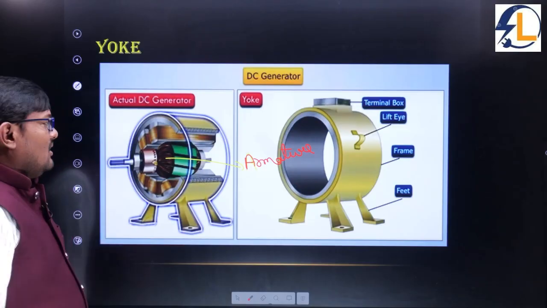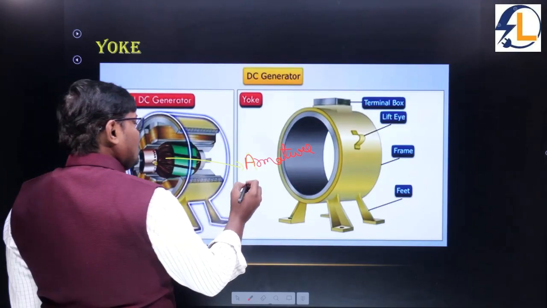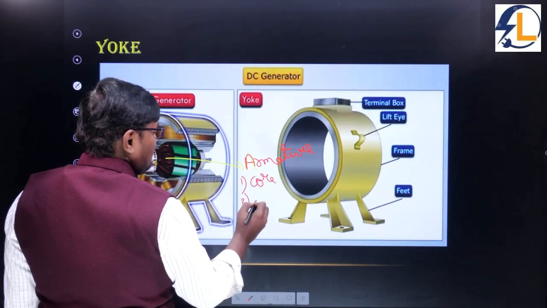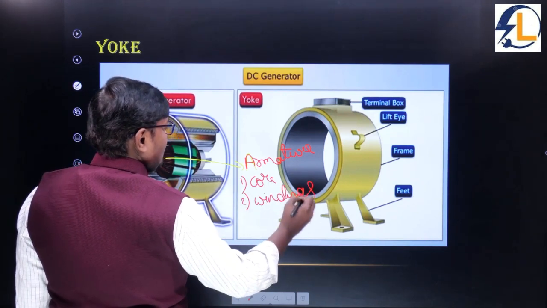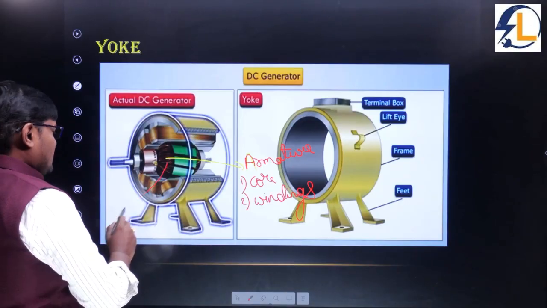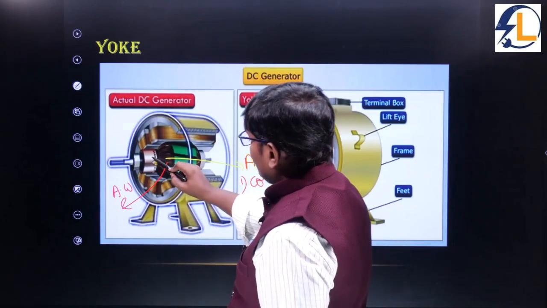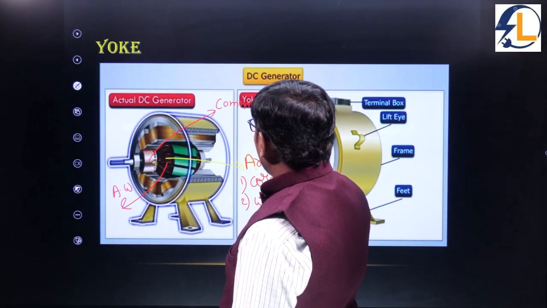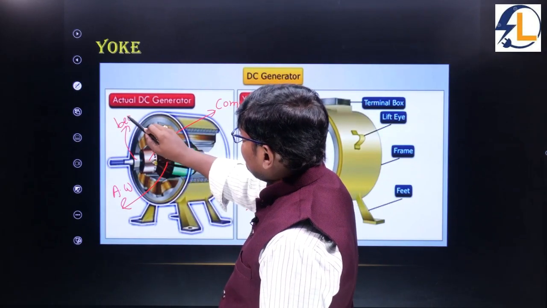The rotating part of a DC machine is called the armature. Where we have to place the armature core, and the second one is called the armature windings. This one is called the armature winding here. And this brownish gold color one, this is the commutator, and this is the bearing.